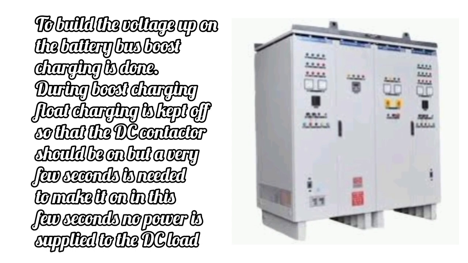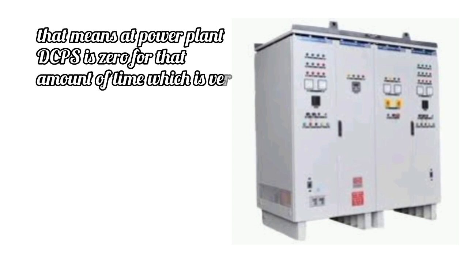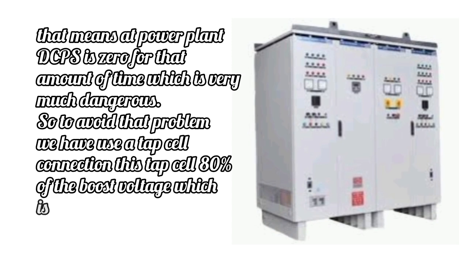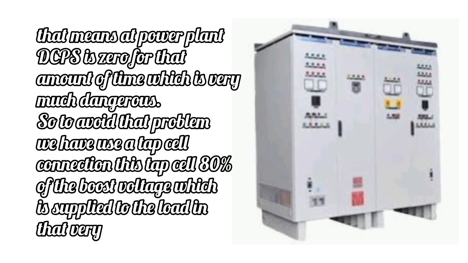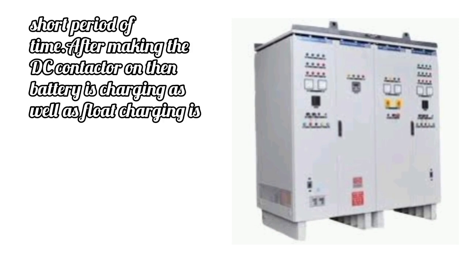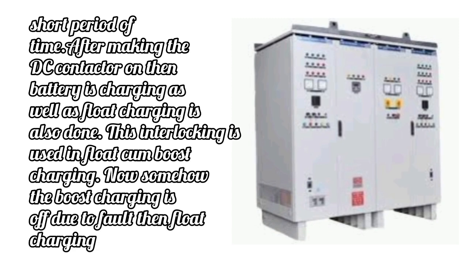During boost charging, float charging is kept off so that the DC contactor can be on, but a very few seconds is needed to make it on. In these few seconds, no power is supplied to the DC load. That means at the power plant DCPS is 0 for that amount of time, which is very dangerous. So to avoid that problem, we have used a tap cell connection. This tap cell supplies 80% of the boost voltage to the load in that very short period of time, after making the DC contactor on, then the battery is charging as well as float charging is also done.